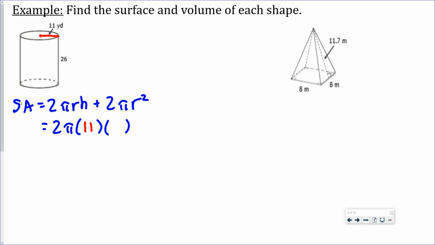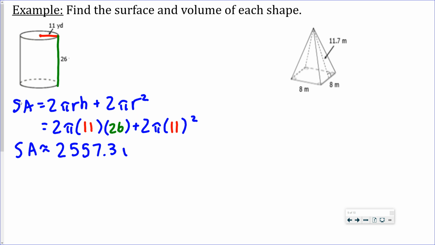H standing for what? Height. What does it look like? How tall is that can? 26. Good. So we're going to plug 26 in for the height, 11 in for the radius, plus 2 pi my radius squared. Okay, as I mentioned, you're going to get a ton of practice with typing this in your calculator, so to save time, I'm just going to give you that answer, but you would have to use the pi button. I got approximately 2,557.3. Since you're talking about area, this would be yards squared.